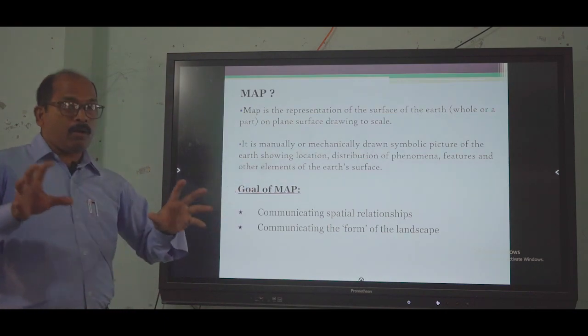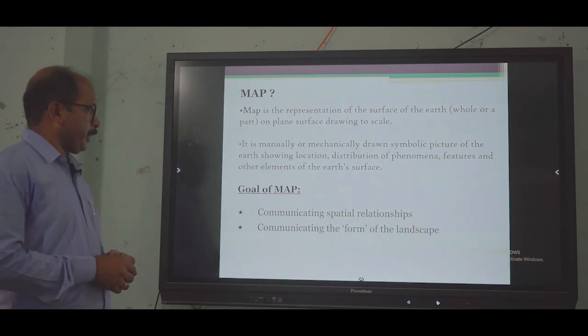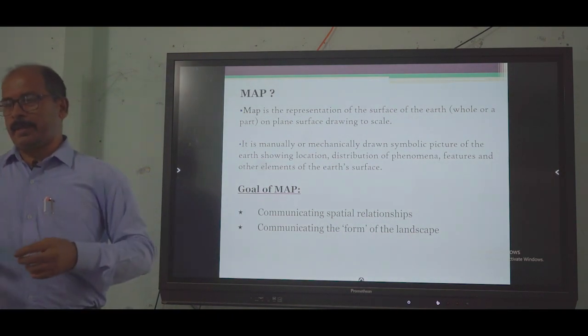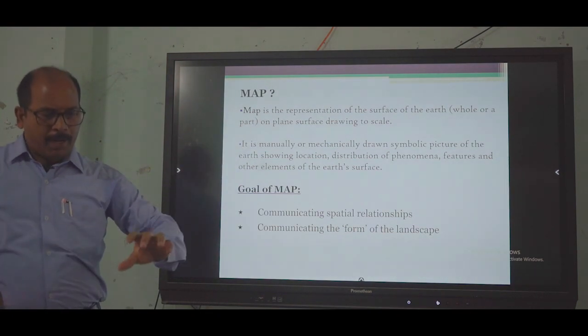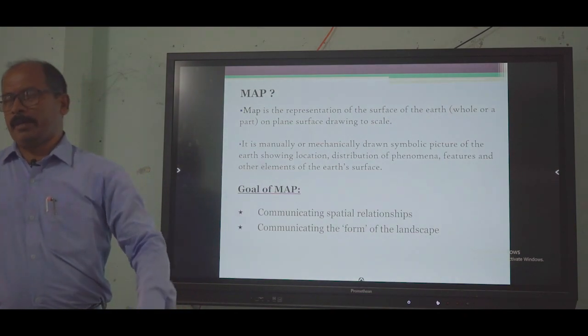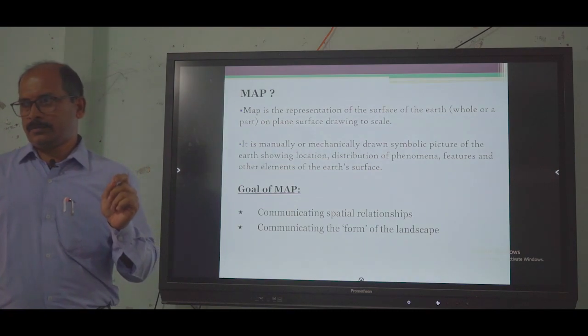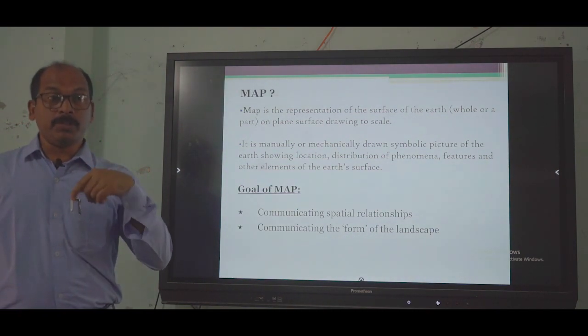So the main goal of a map is communicating spatial relationships and communicating the forms of the landscape. While drawing or preparing cartographical elements like maps or charts, whatever they may be, two basic things are very important. One is location, where it is. Second is direction, in which direction.